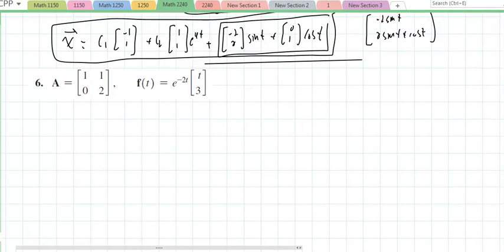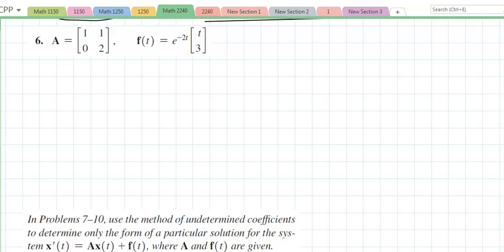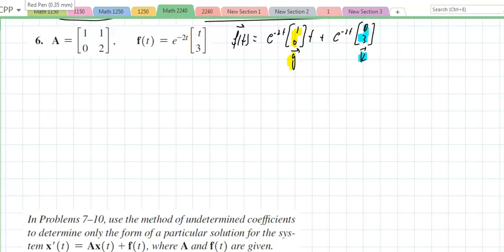And the rest is just setting up, nothing more. And if I get to number 6, I notice that f of t in this case is really e to the negative 2t times (1, 0) times t plus e to the negative 2t times (0, 3). I'm going to call this g, and I'm going to call this k. Again, you guys, I do know what g is, and I know what k is. And let me restart again.